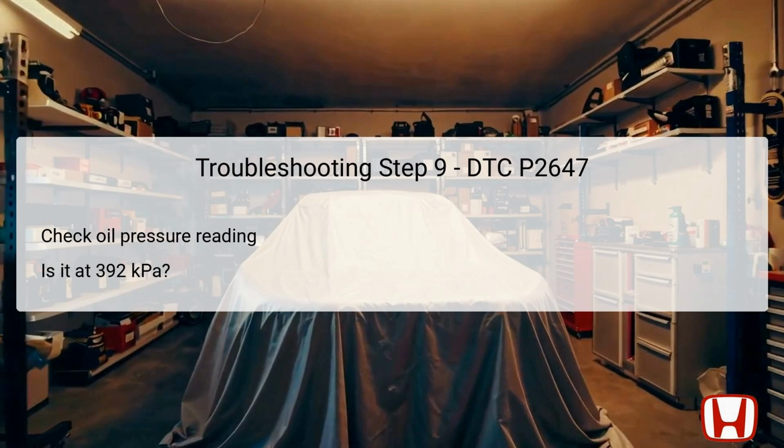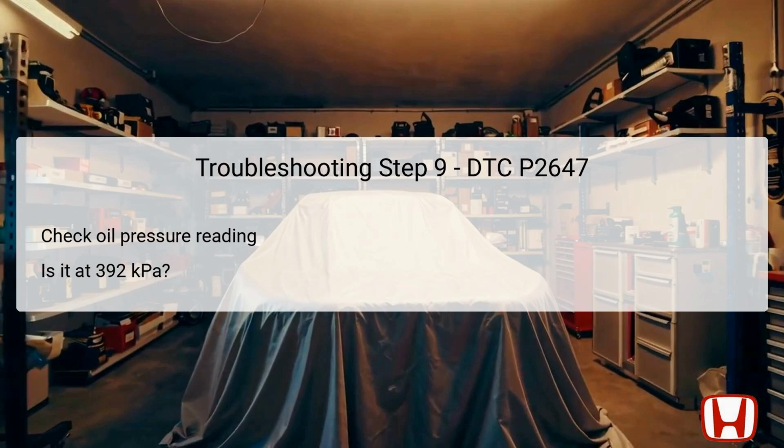In the 9th step, the technician is tasked with checking the oil pressure reading obtained from the special tools connected to the EOP sensor. The expected oil pressure should rise to 392 kilopascals, kPa, equivalent to 56.9 pounds per square inch, psi, or 4.0 kilograms per square centimeter, kgf per centimeter.